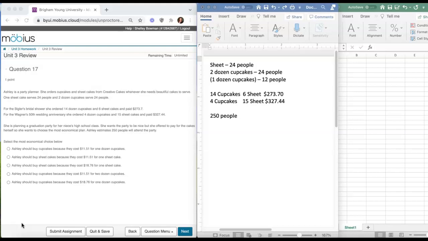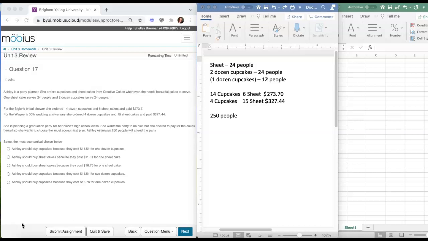So the first thing I've done is I've read through the problem and I've listed out all of the information. Ashley is a party planner. She orders cupcakes and sheet cakes from Creative Cakes whenever she needs beautiful cakes to serve. One sheet cake serves 24 people and 2 dozen cupcakes serve 24 people. That means 1 dozen cupcakes will serve 12.